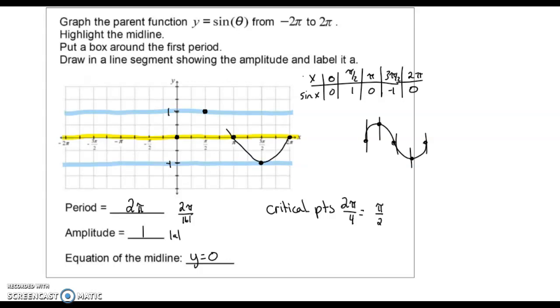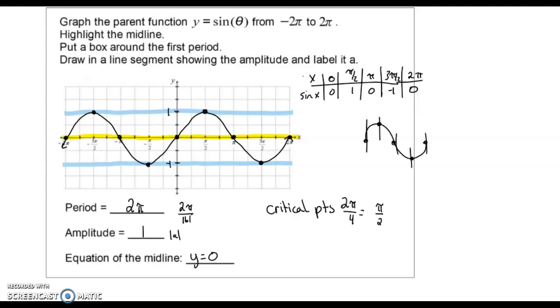We don't want it too pointy. And then we want to continue this on. So it's going to go in that pattern. Once I have that pattern down, I don't continue to make a table. I just continue, and that helped knowing my spacing, that every pi over 2 should be another critical point, meaning either an x-intercept or a max or a min. That just helps me with my spacing.